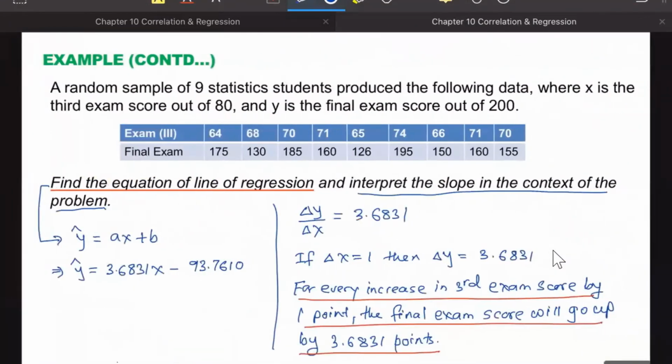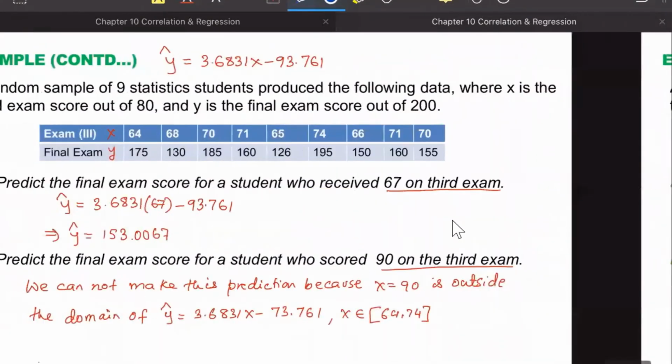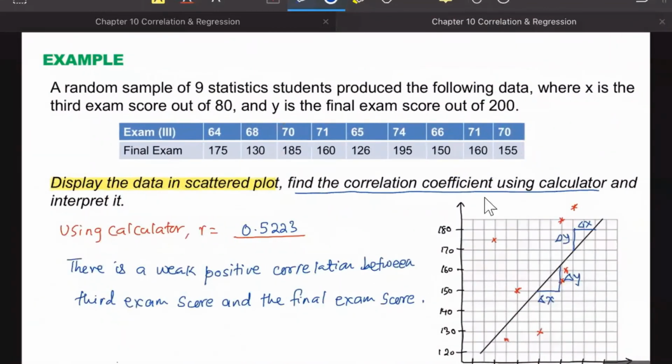One more time, it was 185 and 155. For 70, 185 is up here, so when you find this difference, you get positive. The other one was 70 and 155. 155 is here, and that's why this difference is negative.